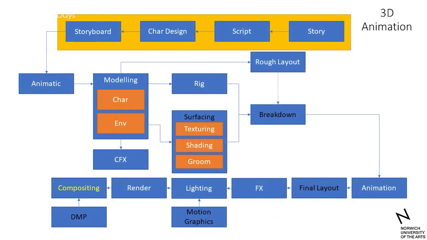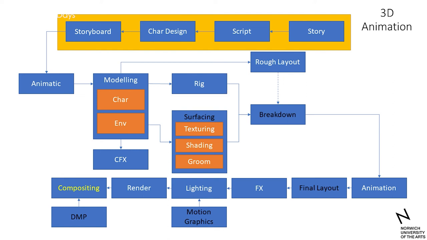Moving on to 3D animation, once the design phase is done here, we move into creating the assets in 3D, which is the modeling phase. So you have character modeling, we have environment modeling, and then we have CFX or character effects, which is everything from simulating the cloth, hair, fur, and so on. Then we move into the rigging phase, which sets up the bones and controllers for all the characters and props that need to be animated.